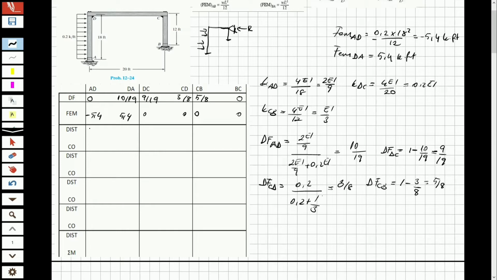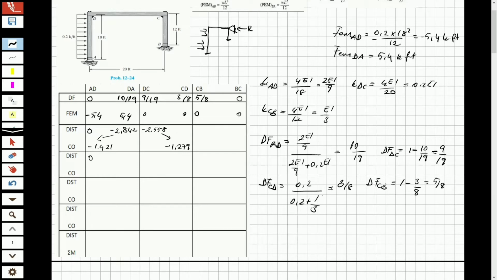This is going to be 5.4 multiplied by 0, which is 0. 5.4 multiplied by 10 over 19, taking the negative of the value, will be equal to minus 2.842. This one will be 5.4 multiplied by 9 over 19, taking the negative of this value, will be equal to 2.558. So I'm going to take half of this here and half of this here. It's going to be minus 1.279, and half of this here will be minus 1.421. When I distribute this moment at this ratio, it's going to be 0.